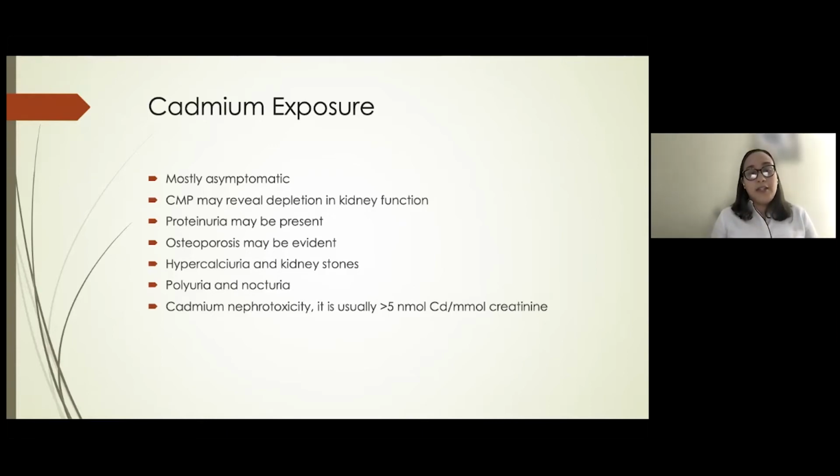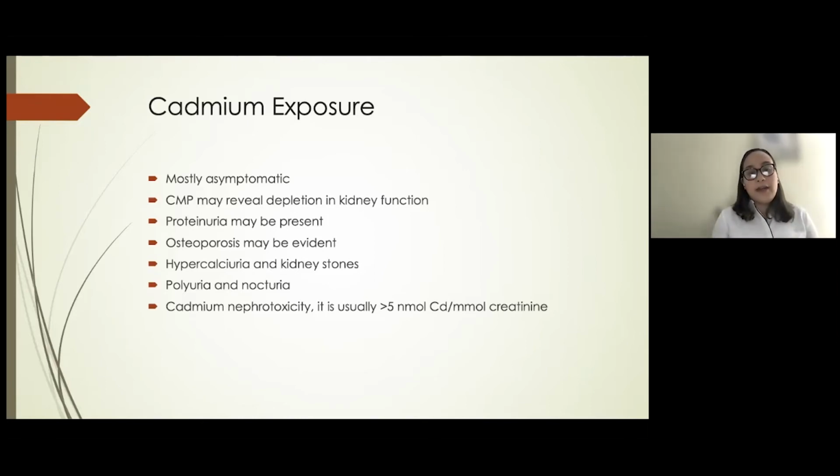Proteinuria may be present in patients with cadmium toxicity. Osteoporosis may also be evident, hypercalciuria and kidney stones, because of that inability to regulate calcium levels due to the high turnover of bone loss. Polyuria and nocturia are less common, but can be a clinical finding.